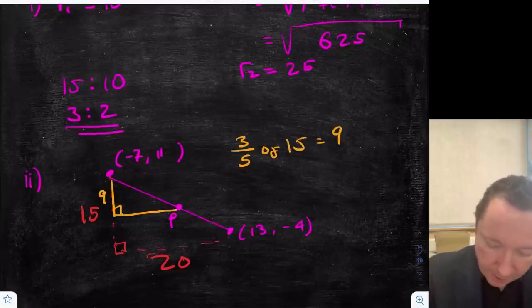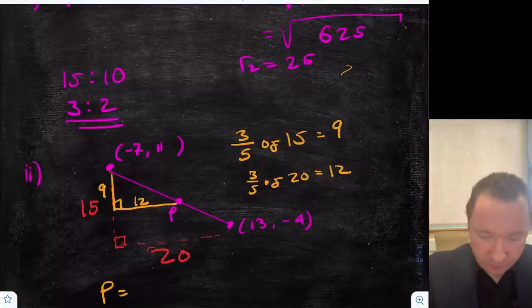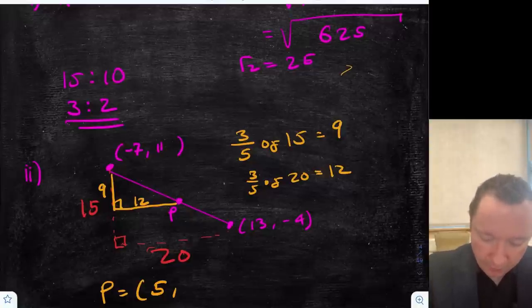Nine and 3/5 of 20, which is 12. Minus 7 add 12 is 5. And for our y part, we're starting up at 11 and we're going down 9. 11 minus 9 is 2. So we get 5, 2.